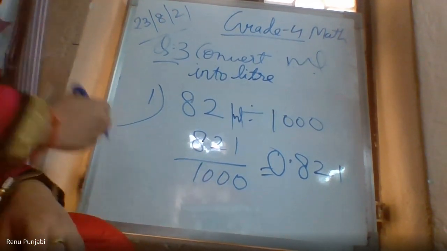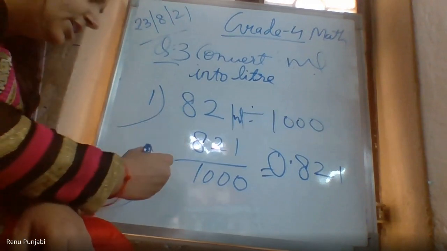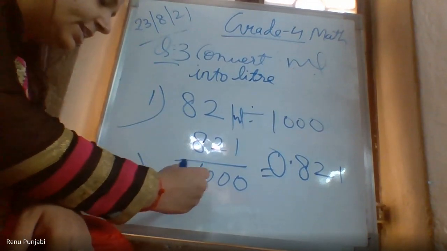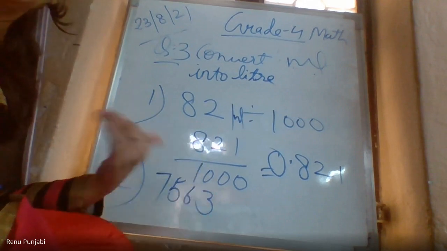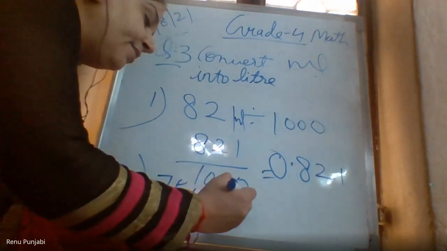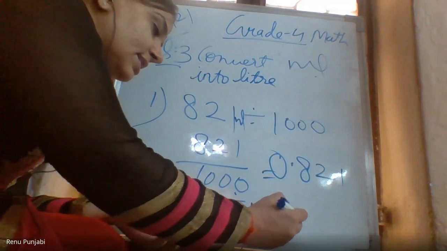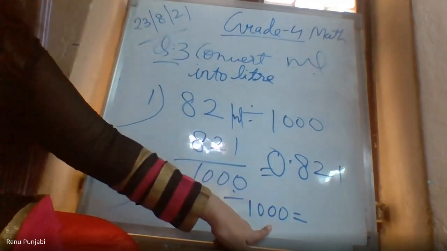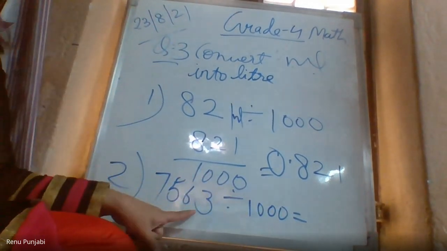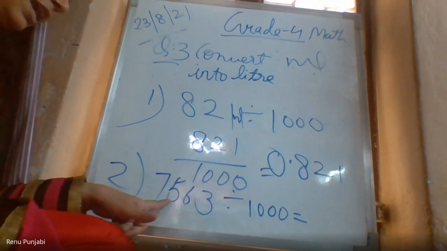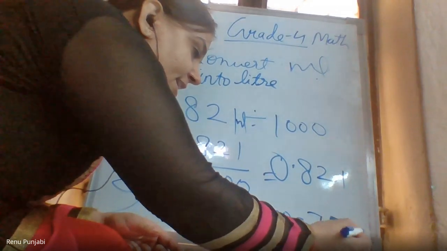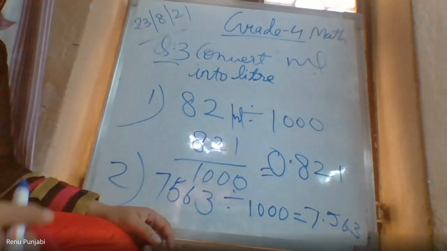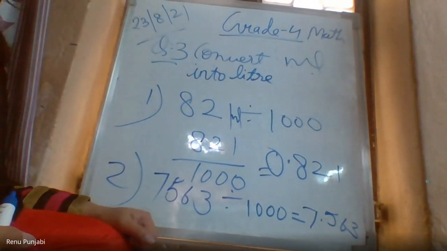And suppose the number is a four-digit number, 7563, or a five-digit number, or an eight-digit number, divide it with 1000 always. So now here are three digits. Count the three digits from the back, 1, 2, 3, and put the decimal. So 7.563. Got it, students?